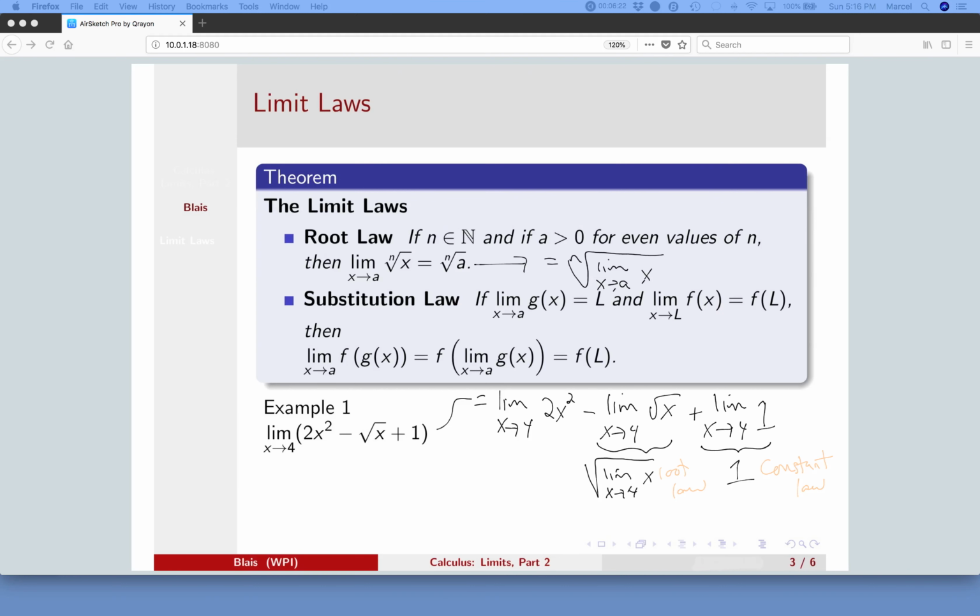And then, I didn't state it in this way, but you can factor a constant out of the limit, and you could write this entire expression as 2 times the limit as x goes to 4 of x times the limit as x goes to 4 of x. And this would have been our product law.